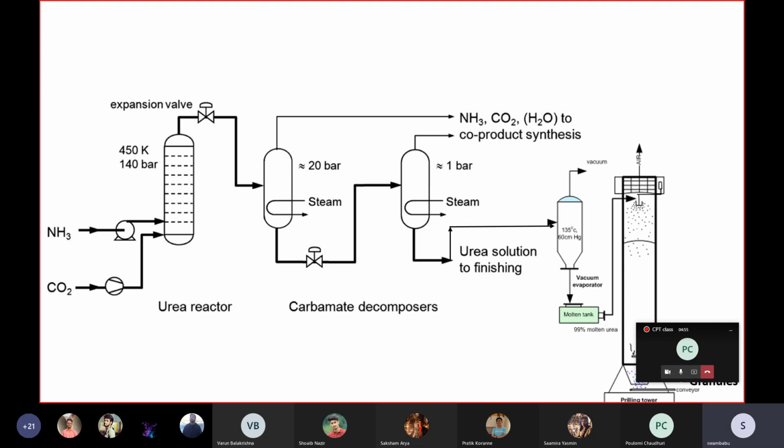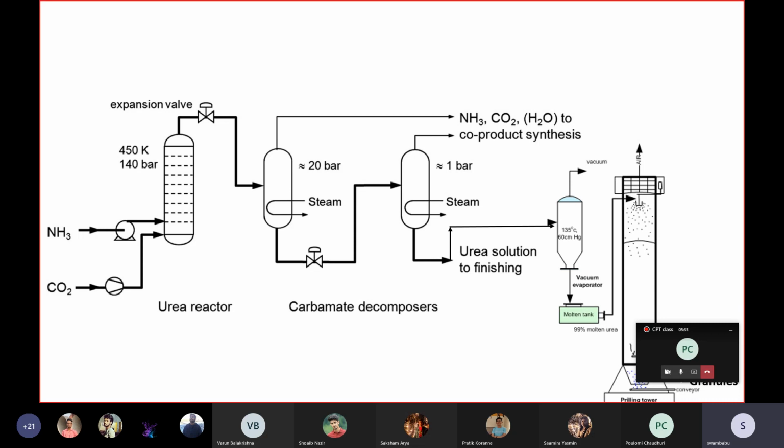So, the typical conversion we can achieve in urea reactors is around 70%. So 30% of the stream leaving the urea reactor will be unconverted reactants, predominantly ammonia, CO2 and ammonium carbamate. So we have to separate these unreacted reactants from the urea. So the unreacted reactants are ammonia, CO2 and ammonium carbamate.